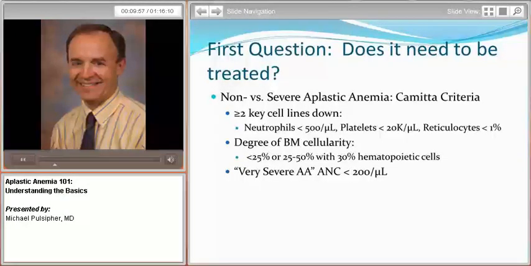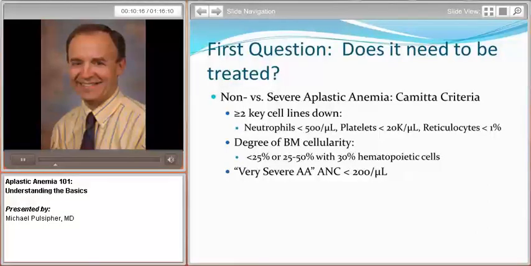Now, if these cell lines are down really very low with neutrophils less than 500, that means you're highly susceptible to infection. And these can be very severe infections, invasive fungal infection, severe bacterial infections, unusual infections that no normal healthy person would get.